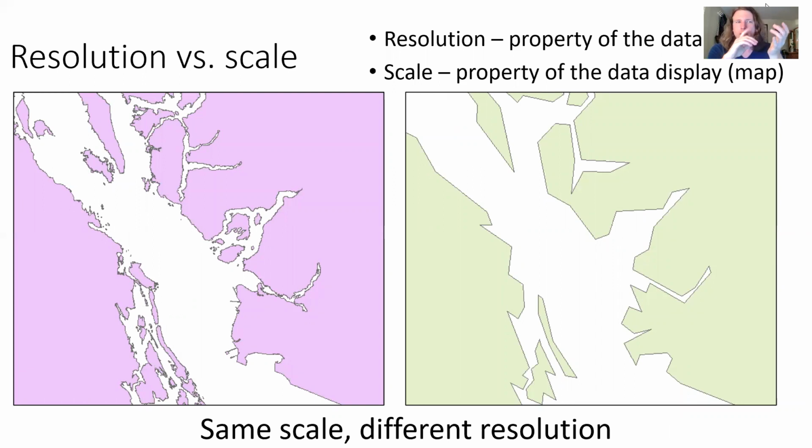So again, resolution versus scale. Resolution is a property of data. Scale is a property of the map that you're making. So here, instead, we're showing the same scale. So we're zoomed in on the Georgia Strait with Metro Vancouver and the Gulf Islands and the Sunshine Coast. And so on the left, we have higher resolution vector data. We're using more points to represent the coastline. And on the right, we have lower resolution vector data. We're using fewer points to represent the coastline. But in this case, the map is at the same scale.